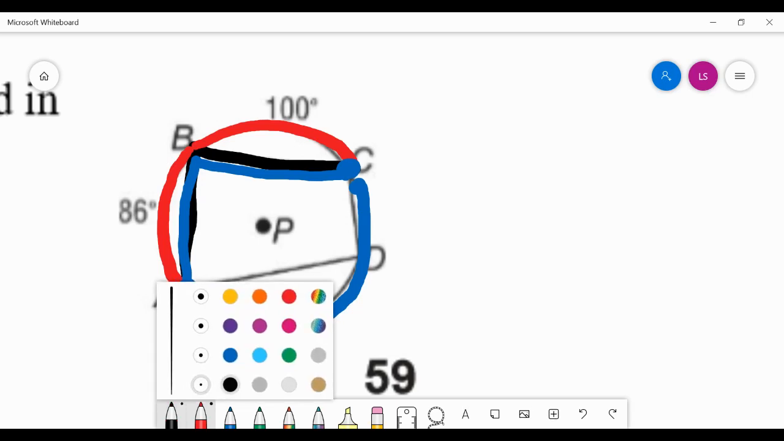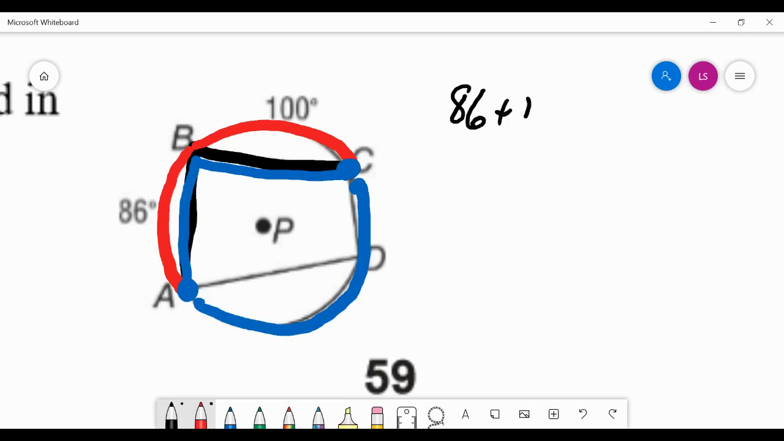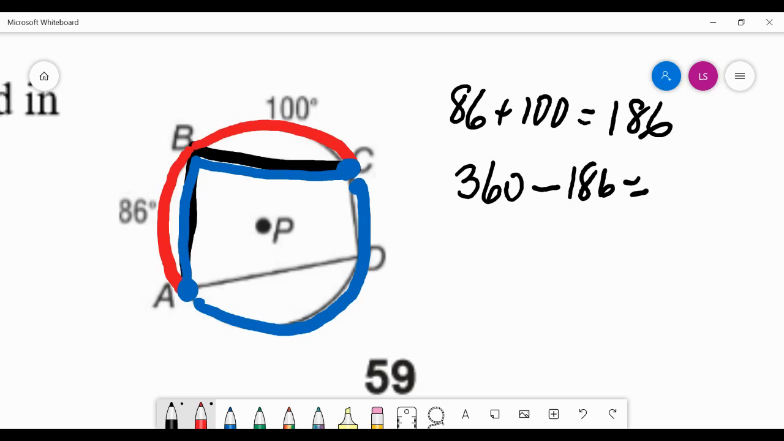So 86 plus 100 is 186. And what completes the 360? 360 minus 186 equals, I don't know. I'm tired. I've been working all day long. I just don't know. 360 minus 186. 174. Oh my goodness. This is a brand new computer, so I'm just getting used to it. 174 degrees here.